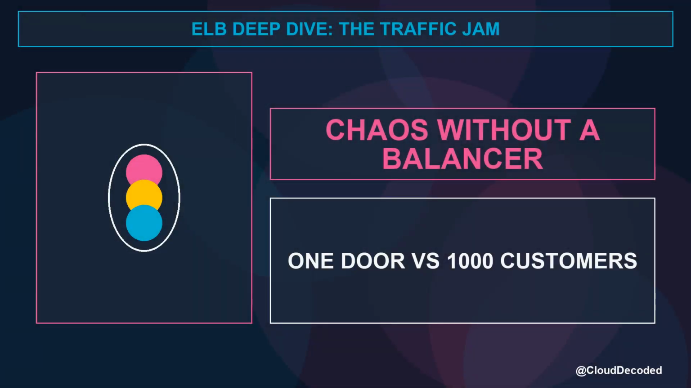Imagine you own a popular coffee shop with only one door. Suddenly, 1,000 customers try to enter at once. What happens? Chaos. Gridlock. Crash. Your website is the same. One server cannot handle the world. You need a traffic cop. You need an elastic load balancer.